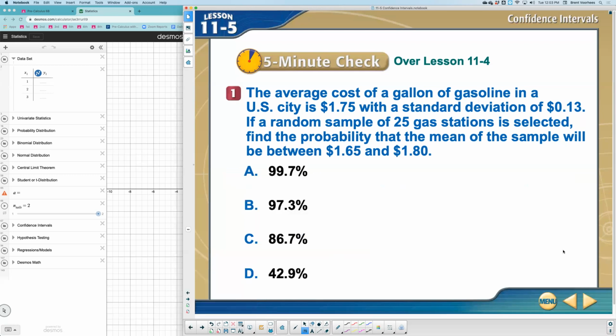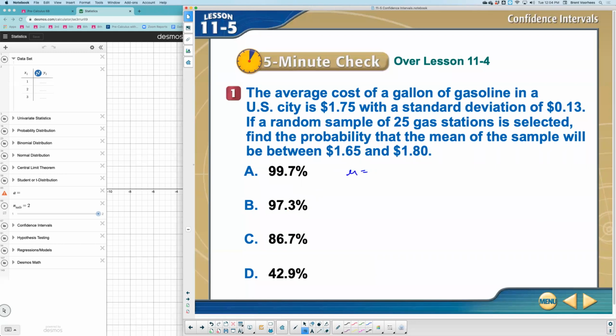So first off, we have a problem that says the average cost of a gallon of gasoline in a U.S. city is $1.75. You can tell it's not a current problem anymore, with a standard deviation of 13 cents, which basically means that over 60% of values will be either 13 cents less or 13 cents more. If you look at those gallon of gasoline prices, that would have over 60% of all gas prices.